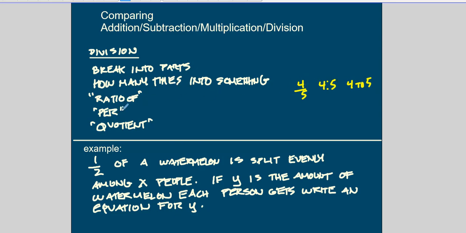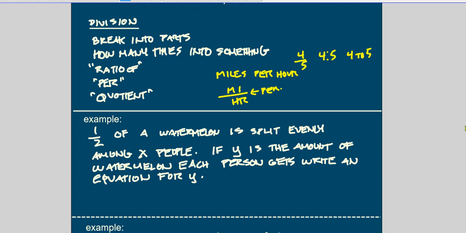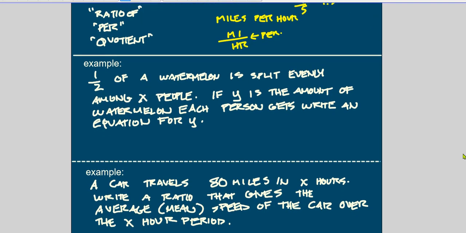Ratio of per, so miles per hour, for example. When you see it on a speed limit sign, you see mph, but in math and science, we can write that as miles, mi for miles, per hour. So per means divided by. And then quotient. Quotient is the result of a division problem. That's the answer to a division problem.